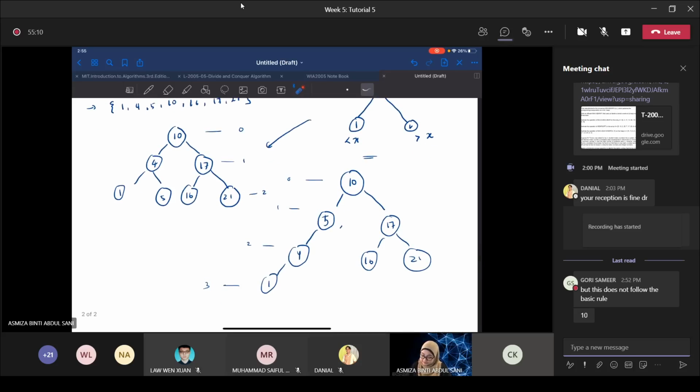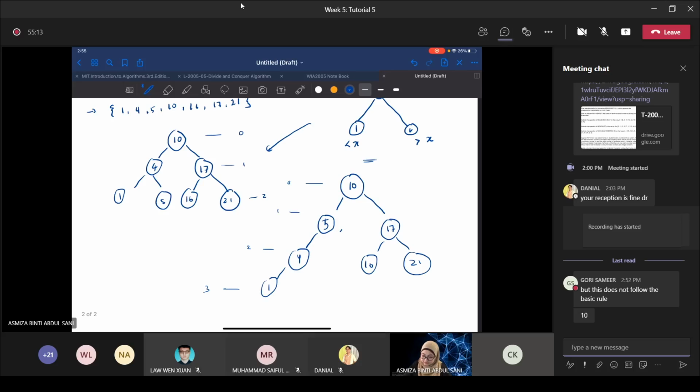Let's say for example we randomly start, and we have 4 coming in first. So the 4 would be the root, and then let's say 10 comes in. So the 10 would be on the right side. Let's say 1 comes in, you're going to go to the left side. So this one would be 1. And then the next one would be 17, let's say.